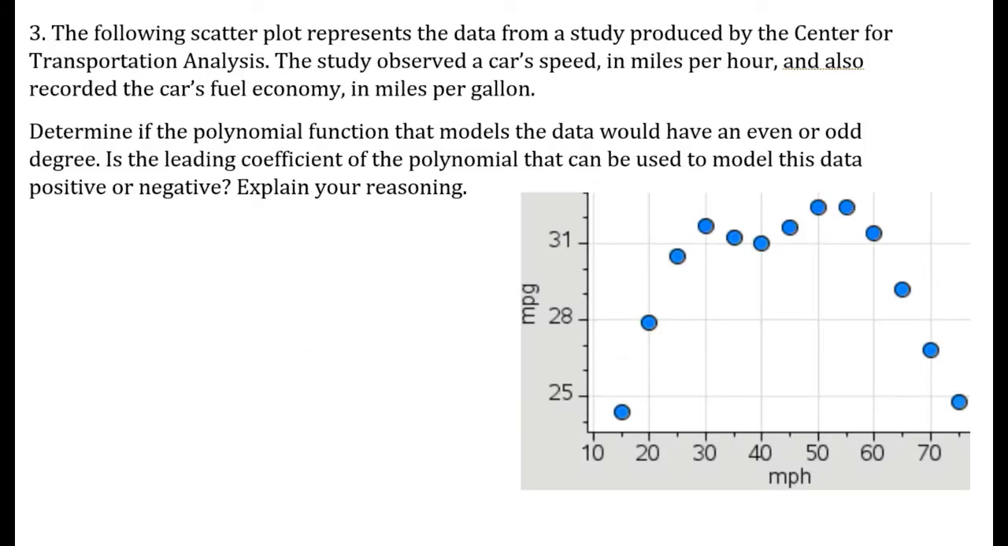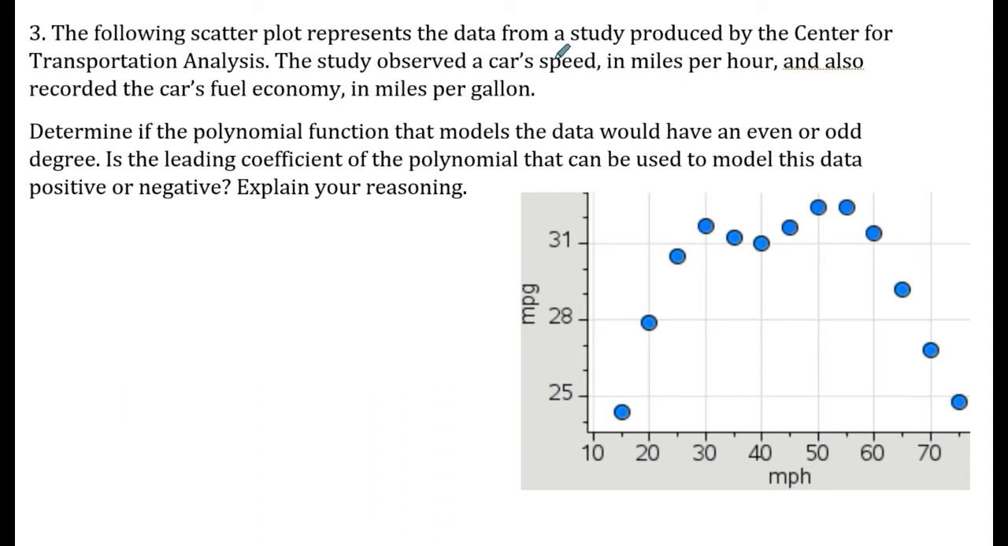Number 3, the following scatter plot represents the data from a study produced by the Center for Transportation Analysis. The study observed a car's speed in miles per hour and also recorded the car's fuel economy in miles per gallon. So we inputted miles per hour, we're outputting miles per gallon. Determine if the polynomial function that models the data would have an even or odd degree.